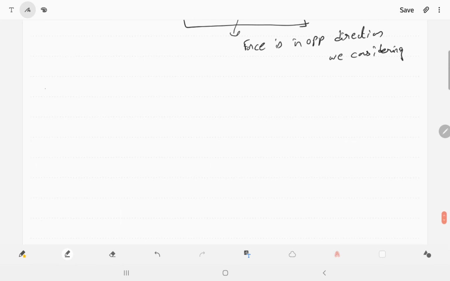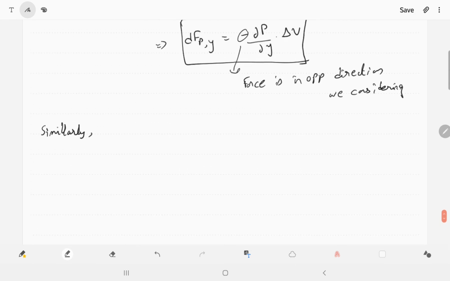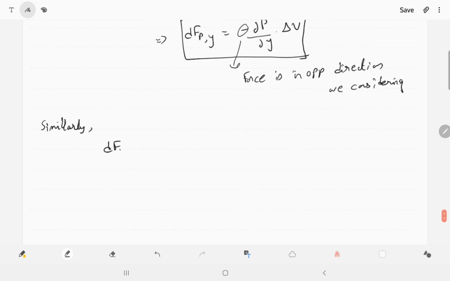So similarly we can write that the pressure force acting along the x direction is minus dou p by dou x into delta v, and the pressure force acting along the z direction is minus dou p by dou z into delta v.